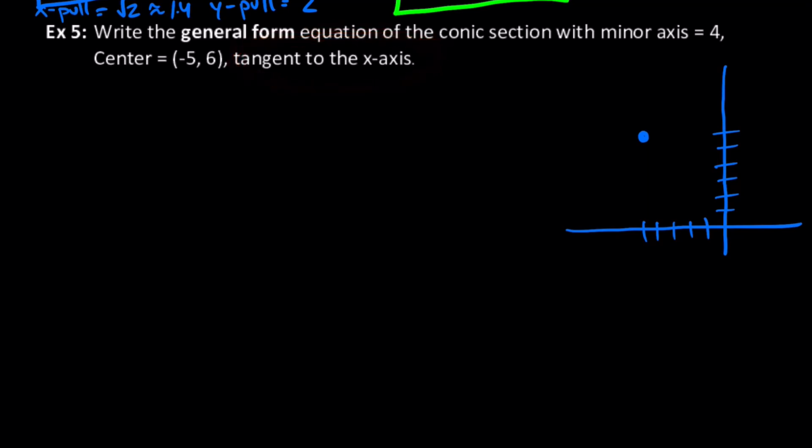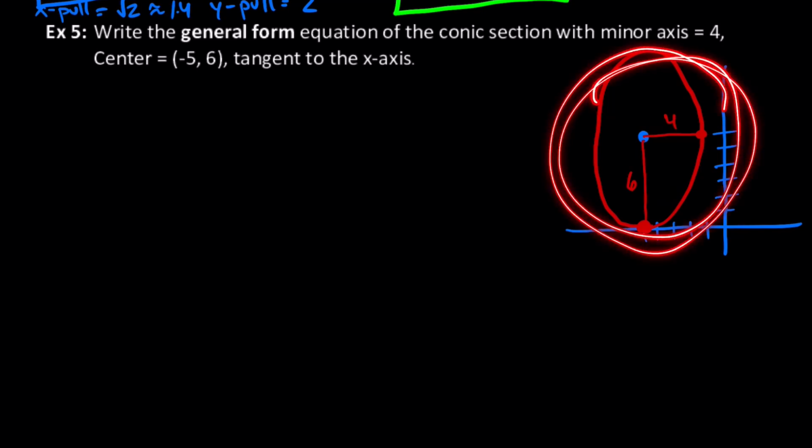Well, if this is tangent to the x-axis, that means it's got to intersect right here, right? It's got to be the vertical. So that's a point on this curve. Well, this distance here is 6. That'd be your y pole. That means the minor axis is 4. So there's another point there. I'm looking at an ellipse. And really, right here is all the information I need to come up with the equation. I know the coordinates of the center, I know the x pole, and I know the y pole.